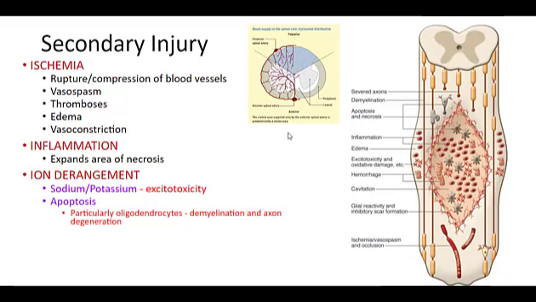And when we have that secondary injury, you can see the ischemia from some of the rupture or the compression of some of those blood vessels. You're going to also possibly see vasospasm or blood clots, edema, and areas of vasoconstriction trying to sort of shut off and wall off that area, with expanding inflammation and necrosis, and problems from that ion derangement due to the injury, right? Sodium and potassium balance gets disrupted, and you're going to have more cell death. Can happen both in the myelin as well as the axon surrounding the tissue.